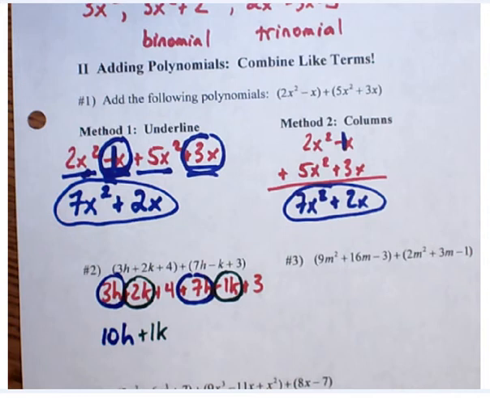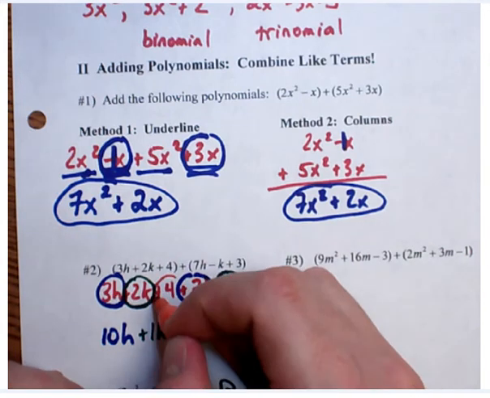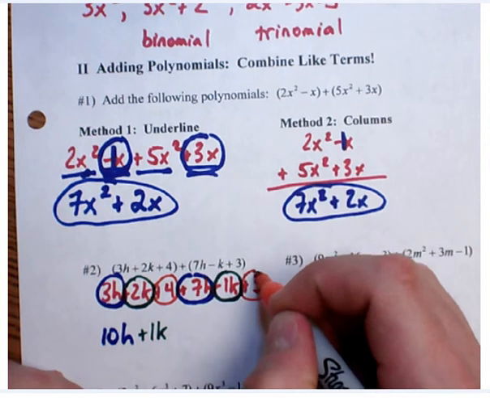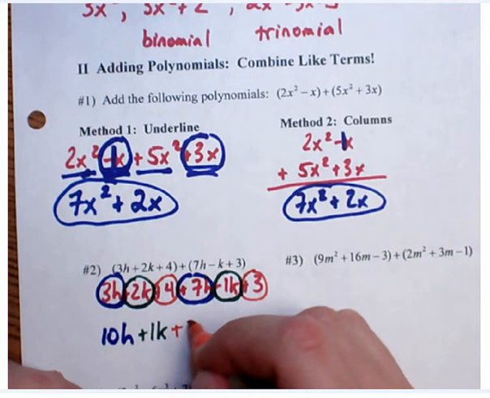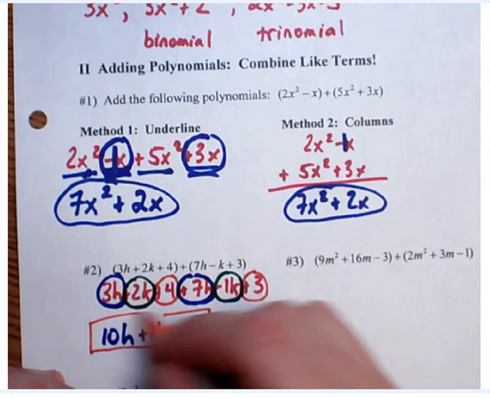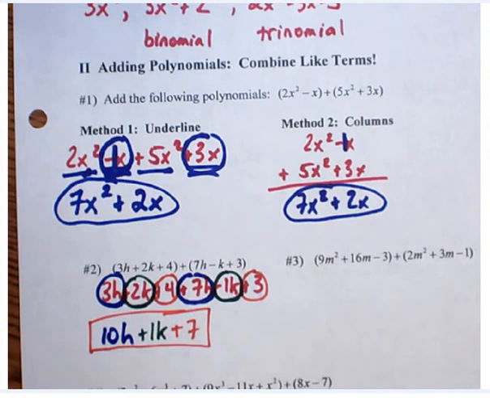Let me get one more color here. Let's go with orange. Positive 4, positive 3. 4 plus 3 is 7. That's it. That's all you can do. You cannot combine an h with a k. 7 is just a constant, so that doesn't go with any of the variables.